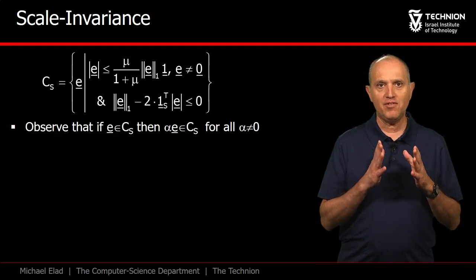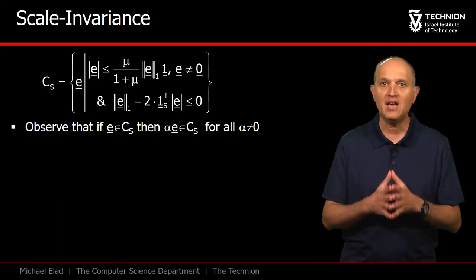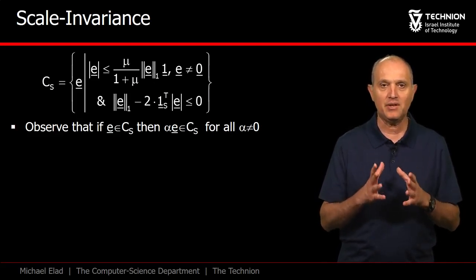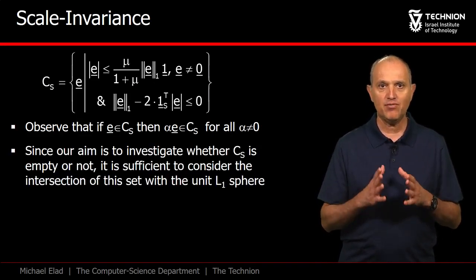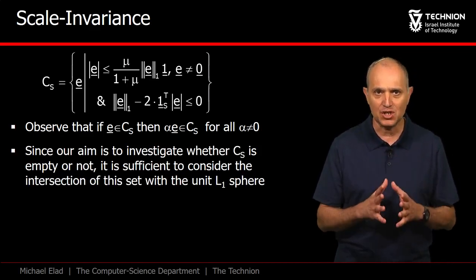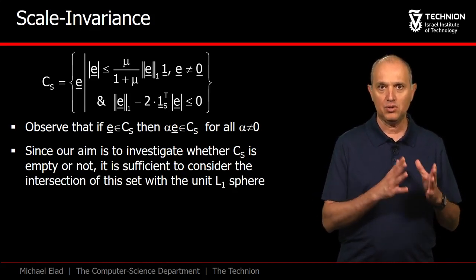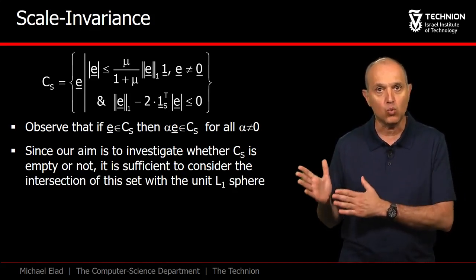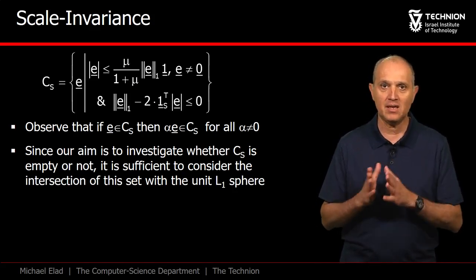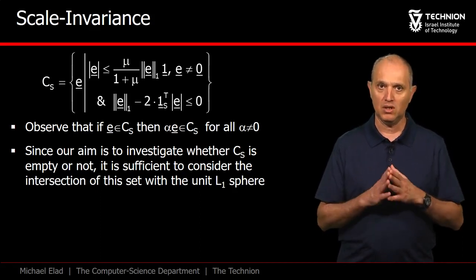At this point, the set CS is the one we are supposed to analyze. Notice that if a vector E is included in it, then so is alpha E for any alpha different from 0. This implies that CS is a scale-invariant set. We can simplify our analysis by considering only the vectors in the intersection of CS with the unit L1 sphere, by adding the condition L1 norm of E equals 1. If CS is empty, this intersection remains empty. If CS is not empty, then the new set is not empty as well.